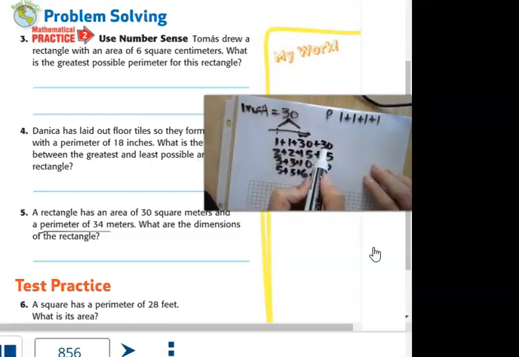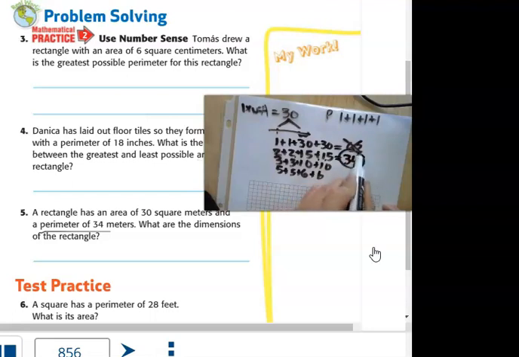30 plus 30 is 60. 1 plus 1 is 2. 60 plus 2 is 62. That's not the perimeter of 34 that the problem's asking for, so it can't be that. 15 and 15 is 30. 2 plus 2 is 4. 30 plus 4 is 34. Is that what they're asking for? Yes. So I can keep going.